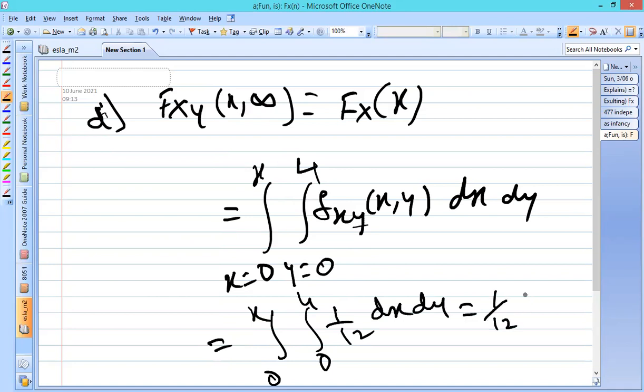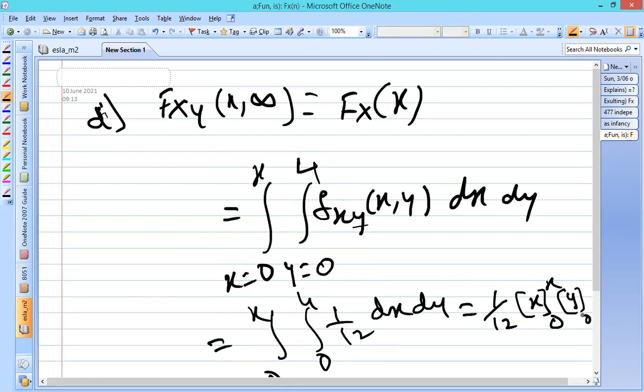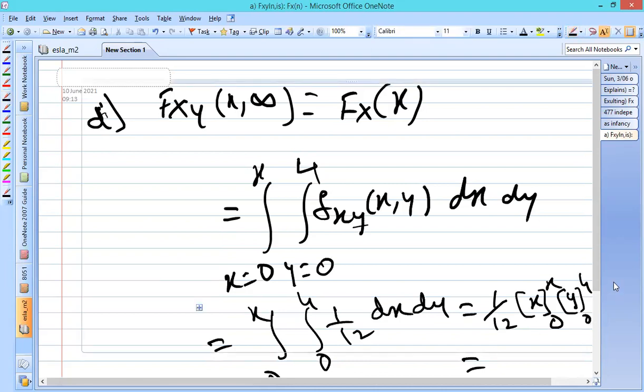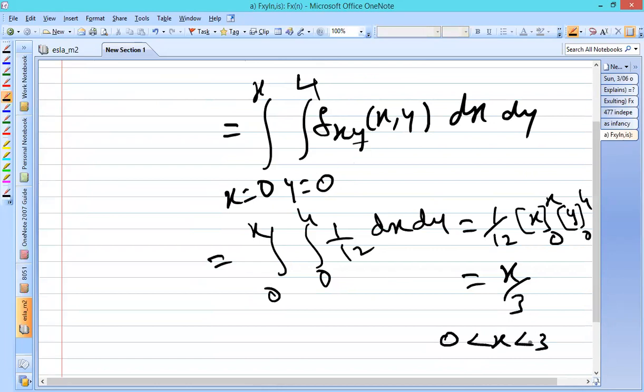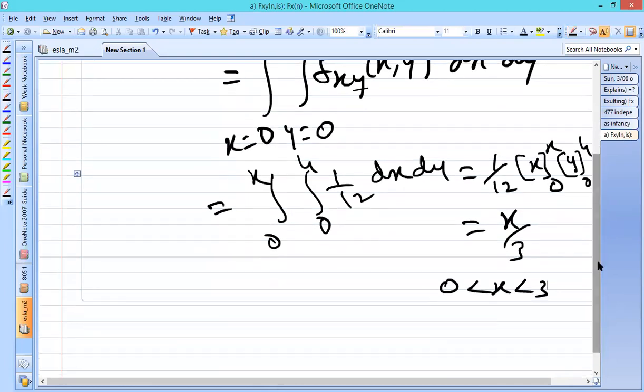So 1 by 12 is constant, and the integration of 1 with respect to x is x with the limit 0 to x, and y with the limit 0 to 4. Yes, what is the answer for this? 1 by 3 into x, that is nothing but x by 3, and make the statement that x is lying between 0 to 3. And similarly calculate f_Y(y).